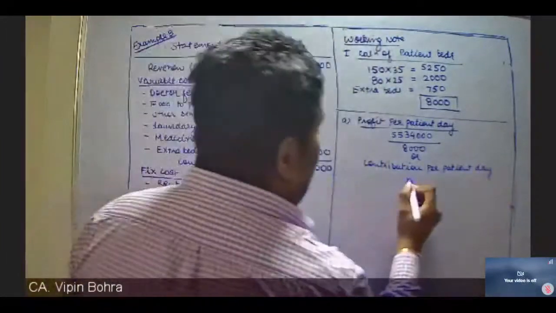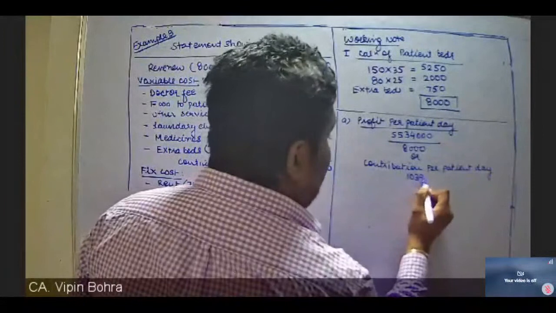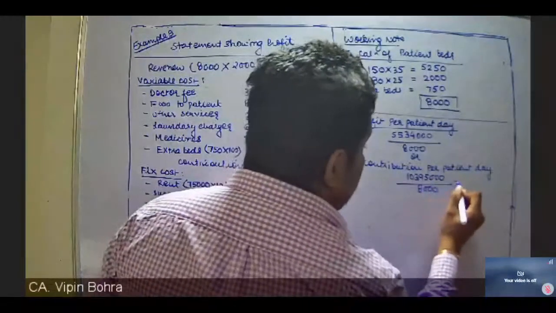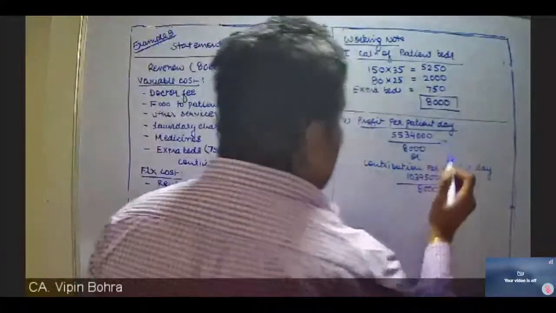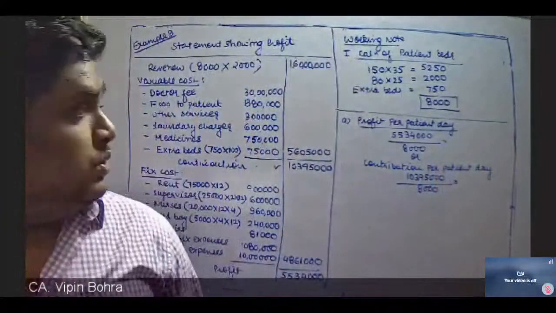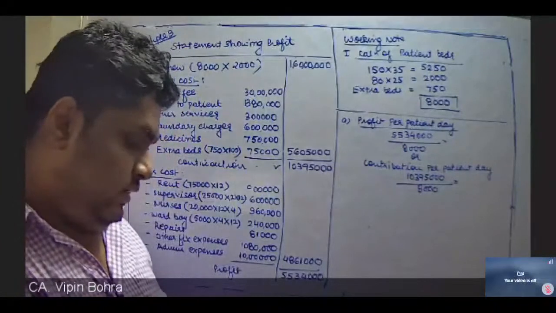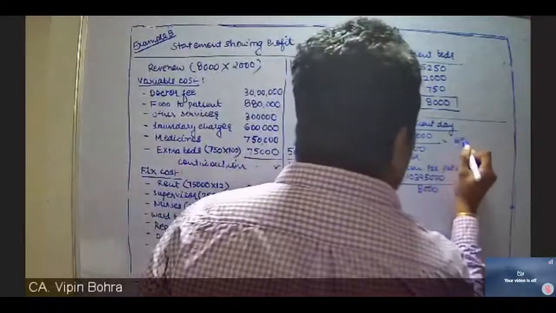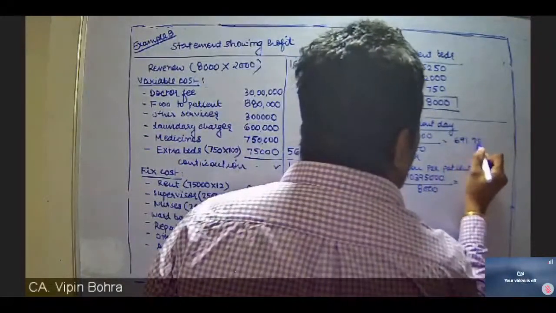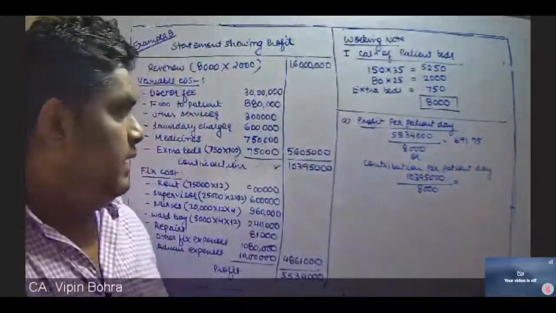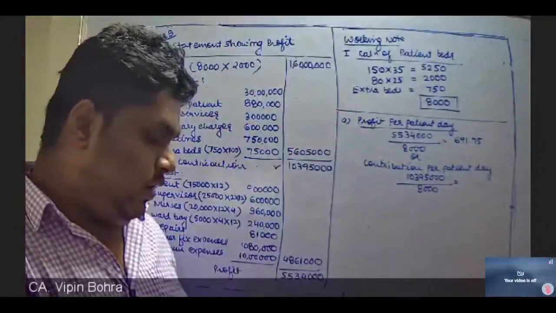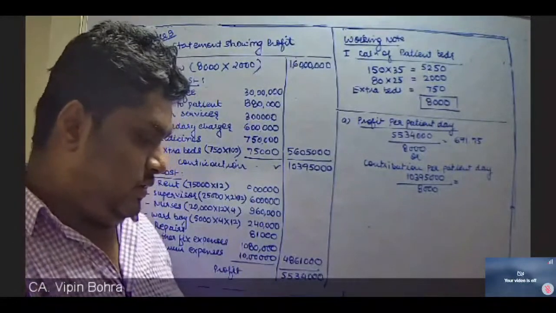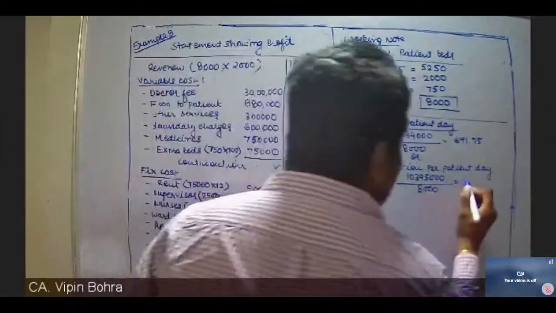That is 1 crore 3,95,000 divided by 8,000. So 55 lakh 34,000 divided by 8,000, 691.75. Alternatively, you can also show 1 crore 3 lakh 95,000 divided by 8,000. So 1299.375.